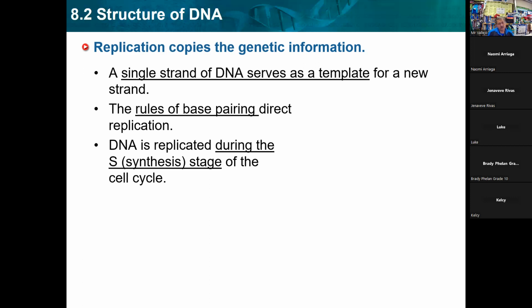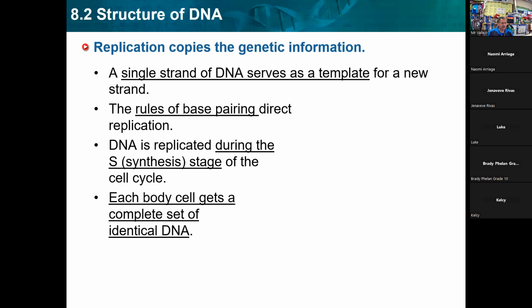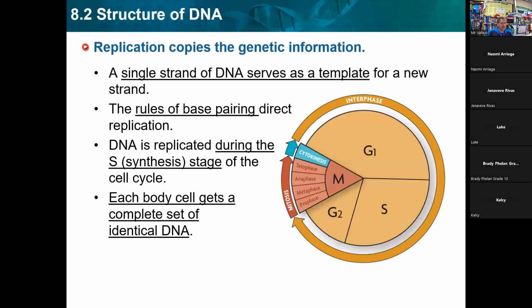This happens during mitosis, and actually it happens during the cell cycle before mitosis. And one of the steps of interphase, which is part of the cell cycle, is called the synthesis or S phase or S stage. And that's when the DNA is replicated before the chromosomes are separated out in the process of mitosis. So each body cell gets a complete set of identical DNA, and it's identical because you took the DNA and they came apart, and then you just copied the exposed sides.